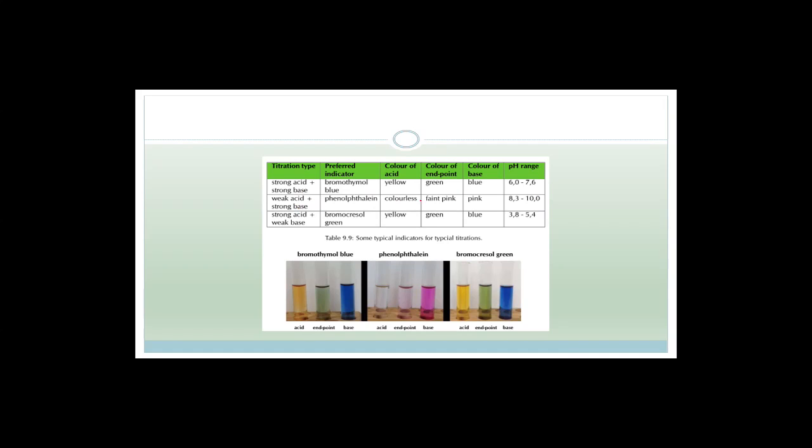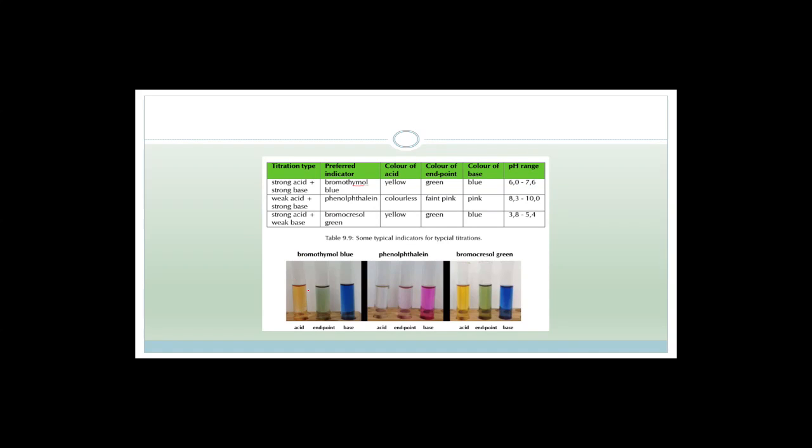If you've got a weak acid and a strong base, which are you going to use? You need to use your knowledge of acids and bases and what their final outcome is going to be to decide which pH range to use. So for example, a strong acid plus a strong base is going to give you a neutral salt, so we end up with a pH range of 6 to 7.6. The preferred indicator is therefore bromothymol blue, because it's sensitive in that area from 6 to 7.6.